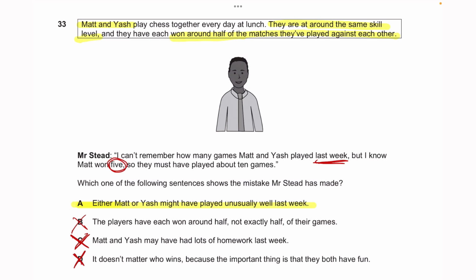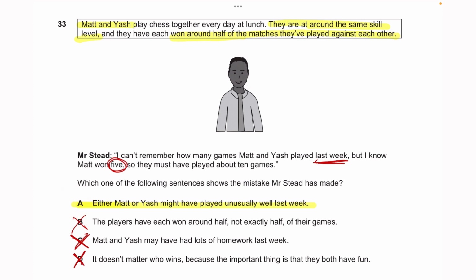That's the mistake that Mr. Steed has made, because either Matt or Yash might have played unusually well last week, which is why Matt won 5 matches out of possibly 5. We don't know. There's too many unknowns within here for us to really determine the correct answer to this. So that's why the best and most accurate mistake that Mr. Steed has made is our answer A.